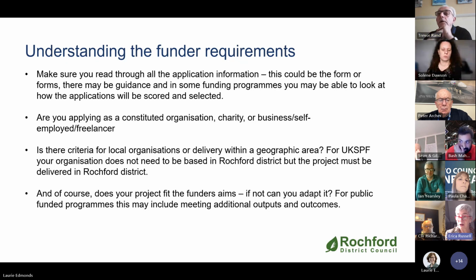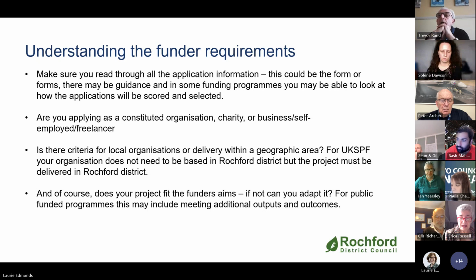You might find that there are criteria around needing to be a local organisation or deliver within a geographic area. Certainly for UKSPF, you have to be delivering in the Rochford area, but your organisation doesn't have to be based in Rochford. And generally, if you're working with people, the expectation would be that you were working with local people.